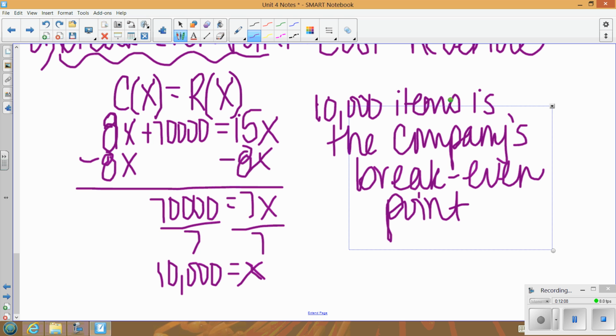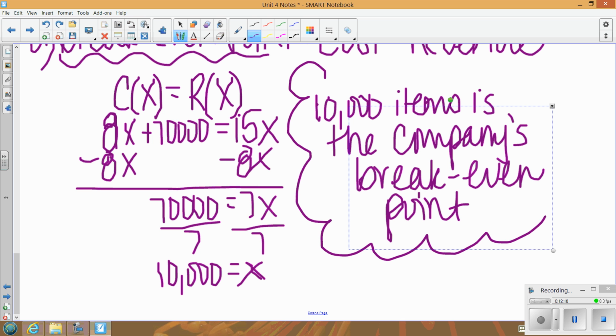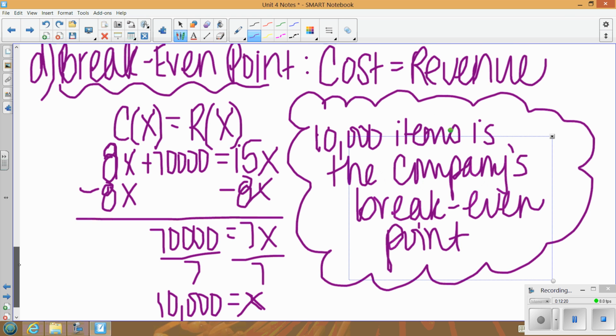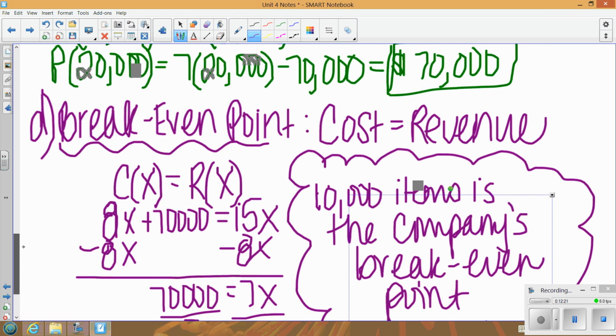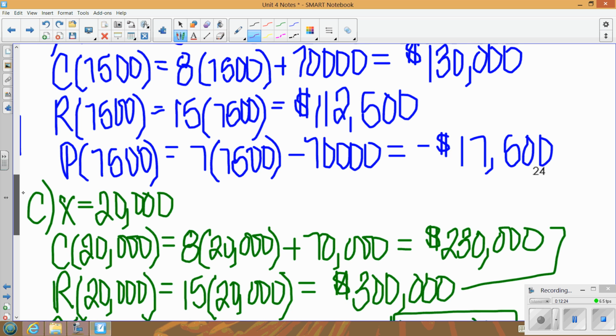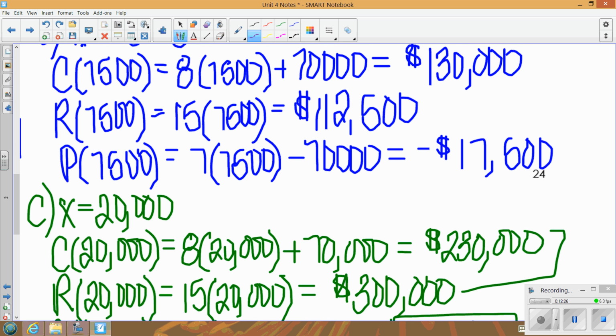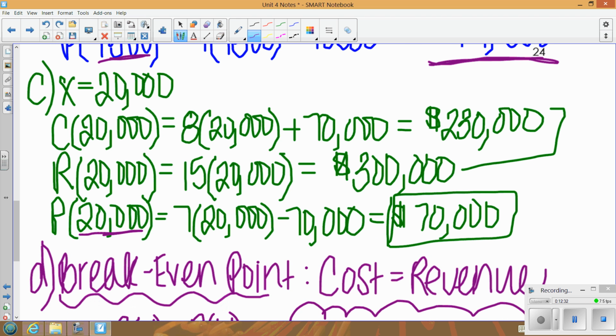So if you were running this company, though, you would probably want to make money, so that means you would want to sell more than 10,000 items. Otherwise, if you sold less than 10,000 items, you're going to be at a negative profit, which wouldn't be worth selling those items. If you go back up to parts B and C, when we were less than 10,000 items, which was in this case here, we had a negative profit. When we were more than 10,000 items, we got a better profit.